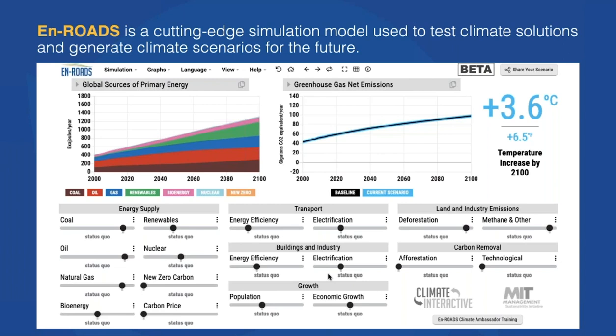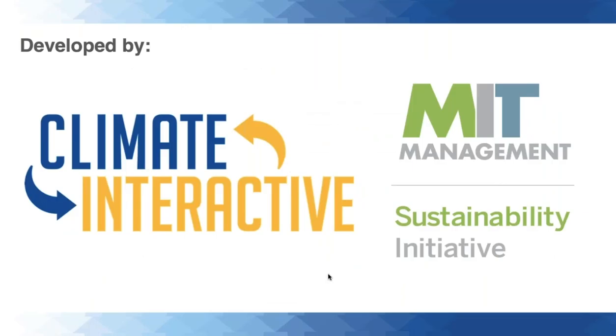To get started, the En-ROADS simulator that we're going to be using is a cutting-edge simulation model that's used to test climate solutions and generate climate scenarios for the future. It's created using the best available science. Data from the IEA, the World Bank, and many other sources is synthesized and aggregated together to create this tool that gives us a global picture of what types of actions on climate change have high leverage or low leverage. We'll be digging into it in just a second.